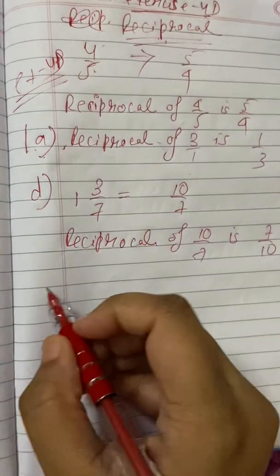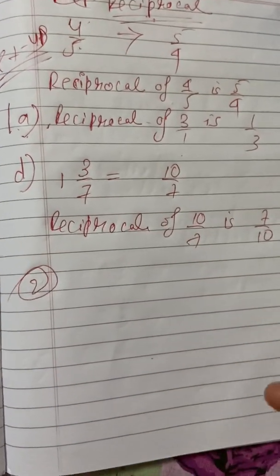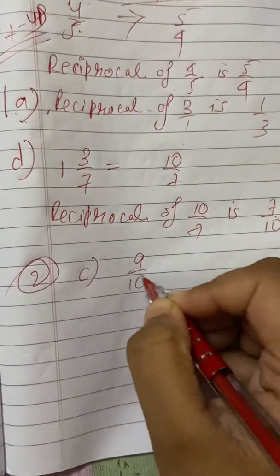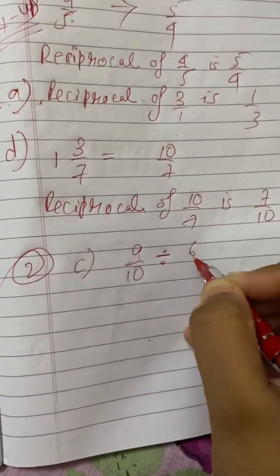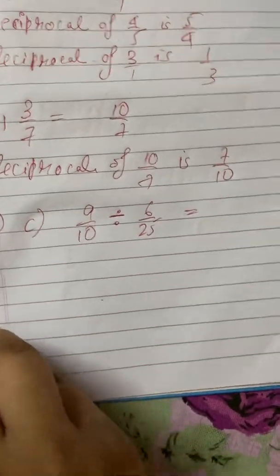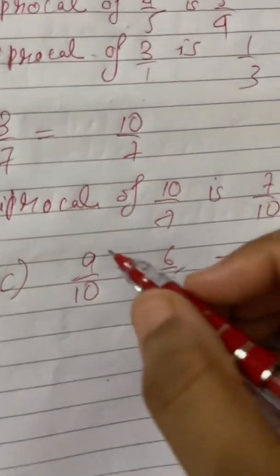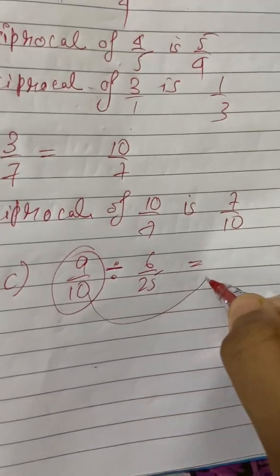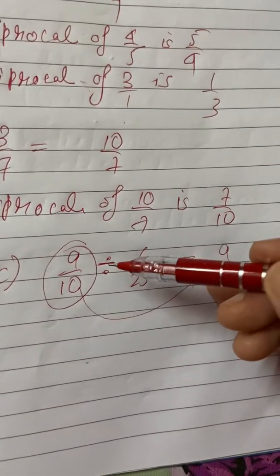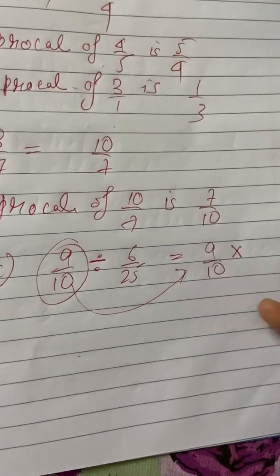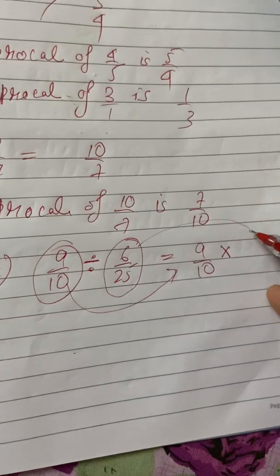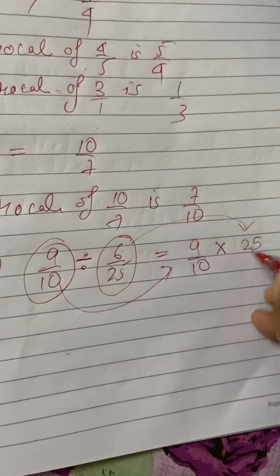Now coming to the second question, which is division of fractional numbers. 2C. The number is 9 by 10 divided by 6 by 25. So for division, what you have to do? First, write the first term as it is. So I will write 9 by 10. Now instead of division, give the multiplication sign and write the reciprocal of this number. So this will be 25 by 6.